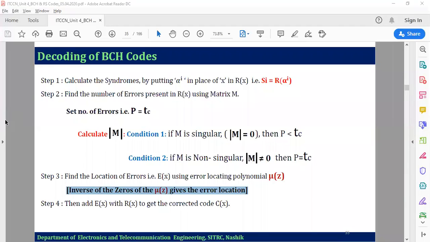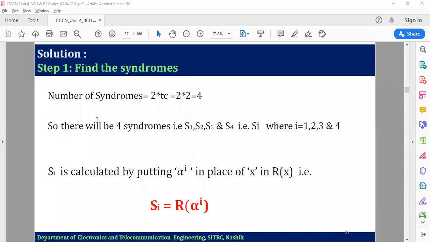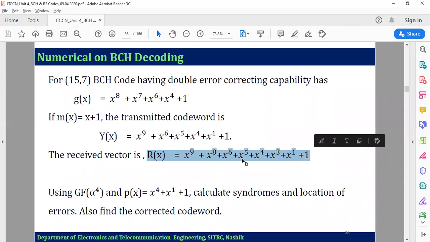Have you completed step number 3 and 4? Okay, so we'll move on to our numerical. Now what is the numerical? The received code word is given. I hope you have your received code word with you. Now remember, the first step is what?